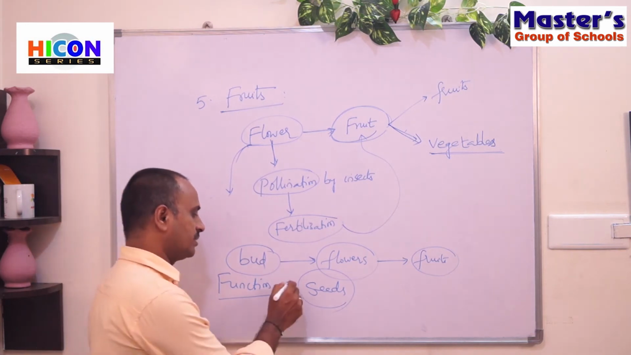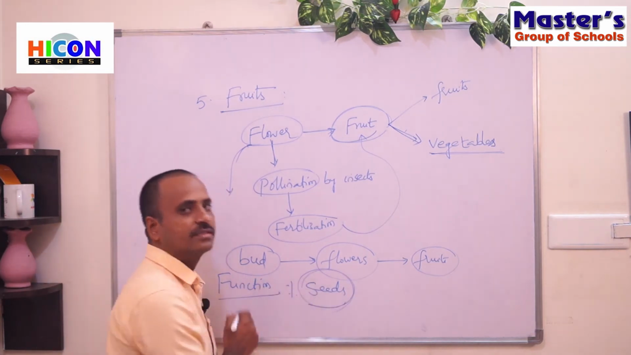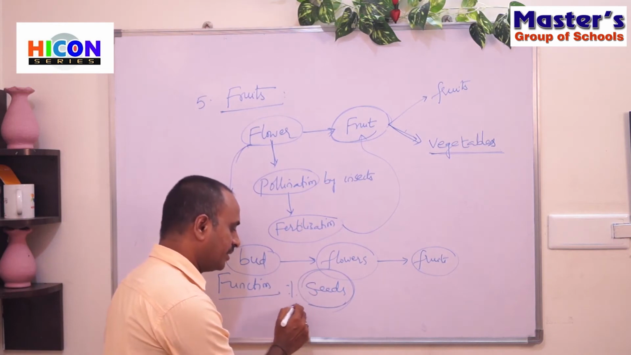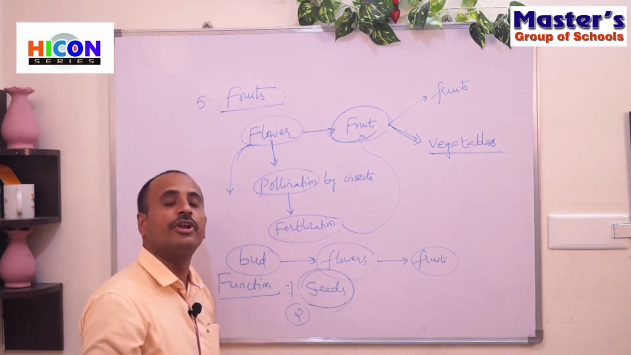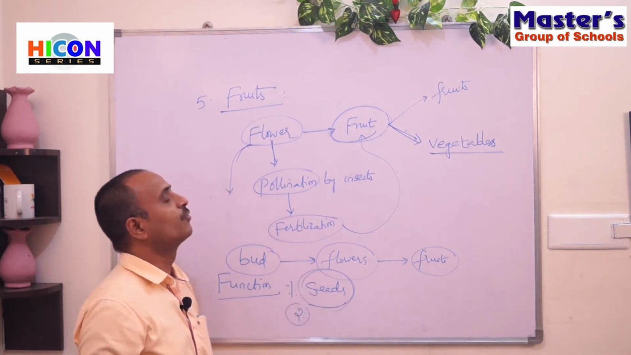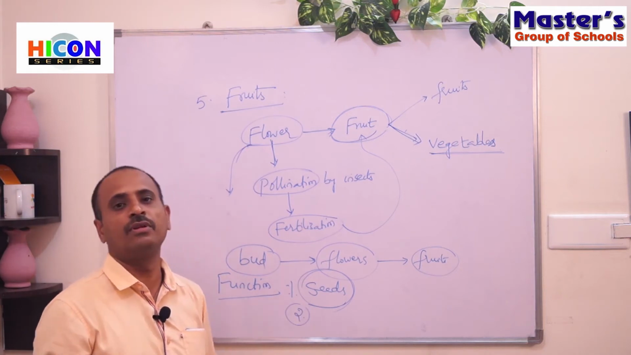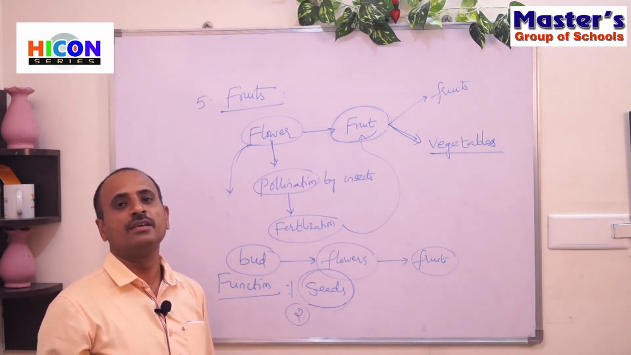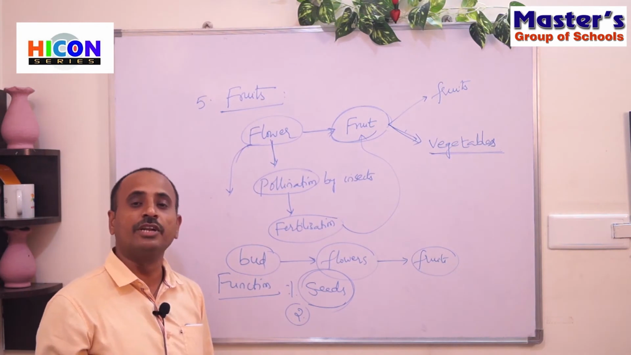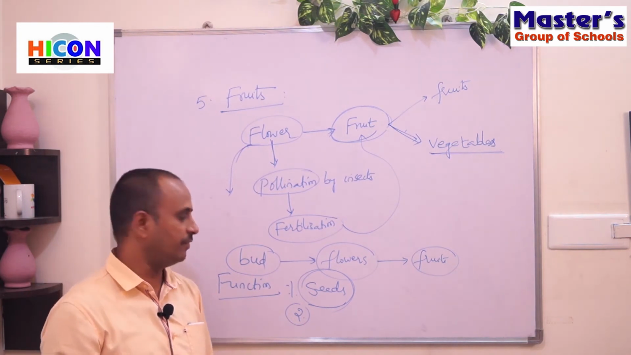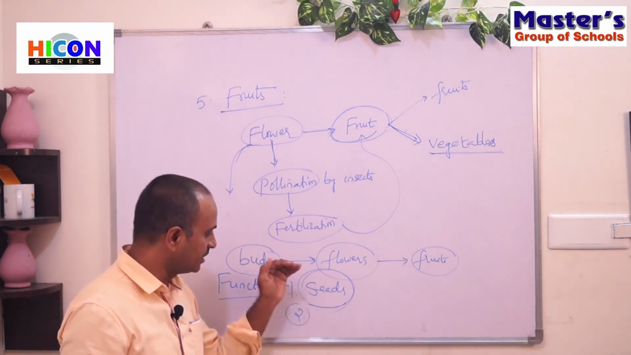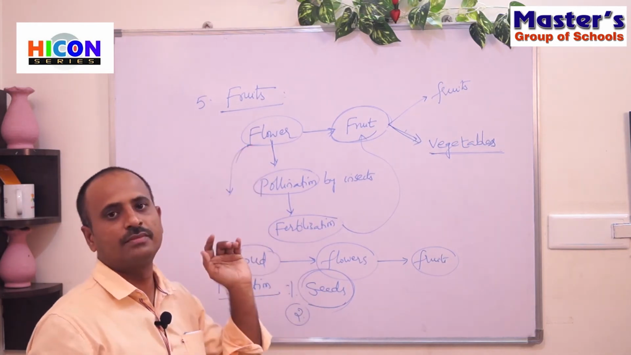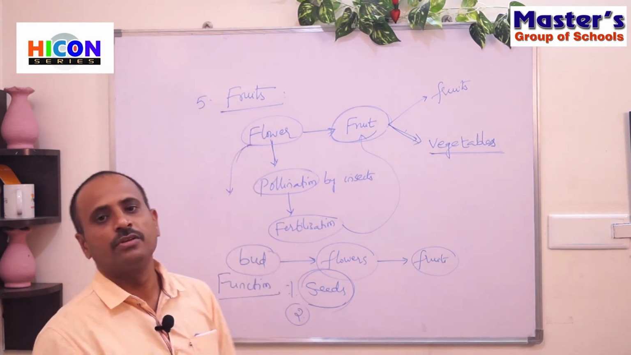So the first one is that fruits contain seeds, and the second one is that these seeds will grow up into a new plant. That's why fruits are very helpful in the reproduction of plants. That means plants will reproduce new plants with the help of seeds, and the seeds come from fruits. So children, this is about fruits.